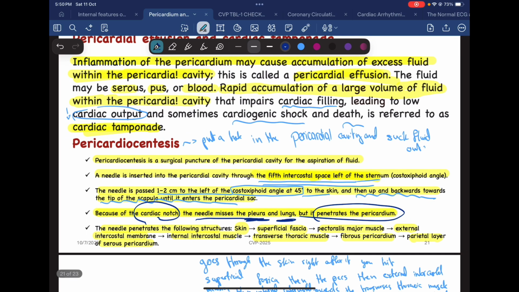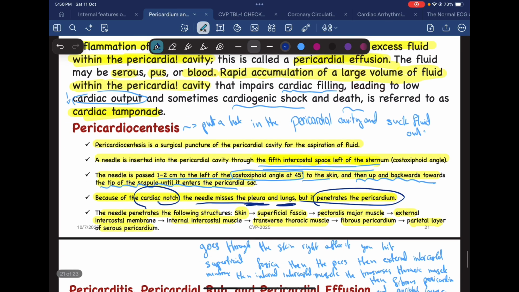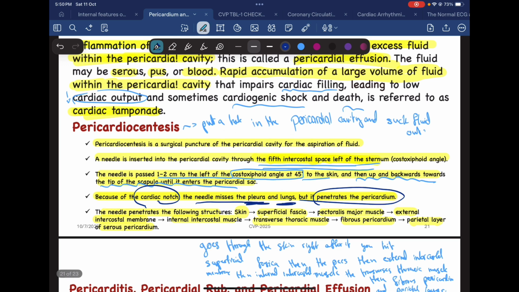Now, you need to know, what does the needle penetrate? First, obviously, it's gonna penetrate the skin. That's your most superficial surface. Then you have the superficial fascia, alright? Right under the superficial fascia is the pectoralis major muscle, or pecs. Remember it as pecs, you're gonna know it when you see it in the choices. Then you have the external intercostal membrane. Know that the external one is a membrane and the internal intercostal is a muscle. So external intercostal membrane, then you go towards the internal intercostal muscle.